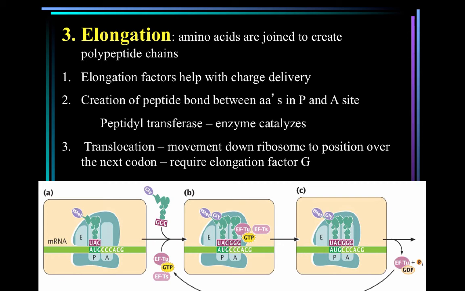In addition, elongation is where we're going to see the creation of a peptide bond between amino acids, and what we call the P and the A site. We'll talk a little bit more about that in a little bit, and that's going to be catalyzed by peptidyl transferase. So transferase is an enzyme that's going to help with the catalyzation of the elongation process.